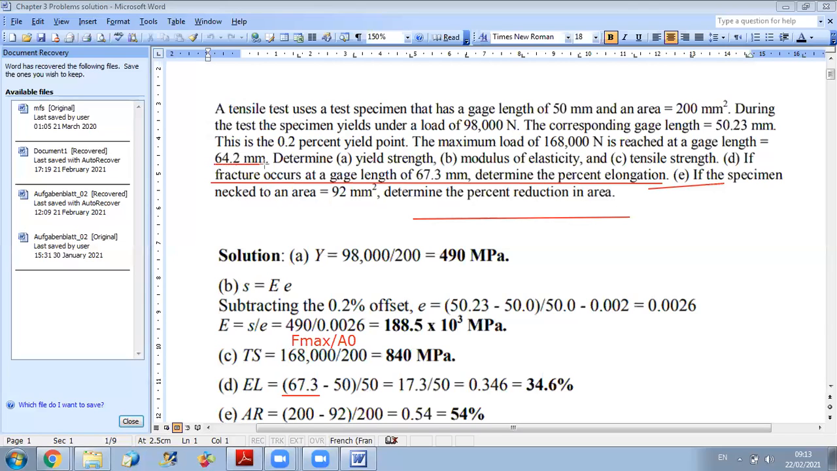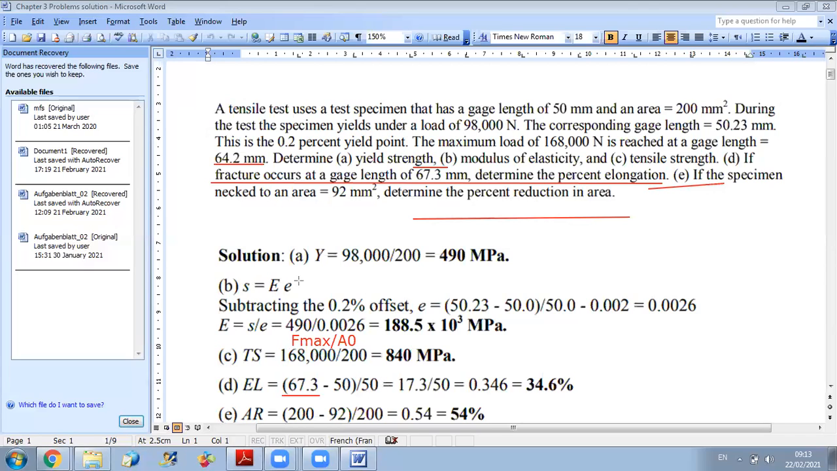We will need it if they ask for epsilon, the engineering strain or the true strain, at the value of the tensile strength, when we reach the tensile strength. But since here they just want the percent elongation, we only consider the length at fracture, which is 67.3. So we can calculate the elongation based on this.